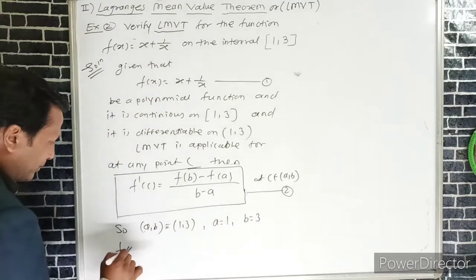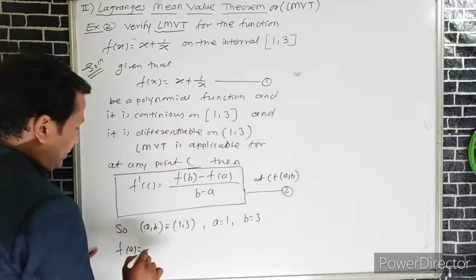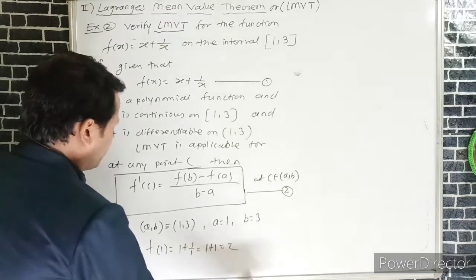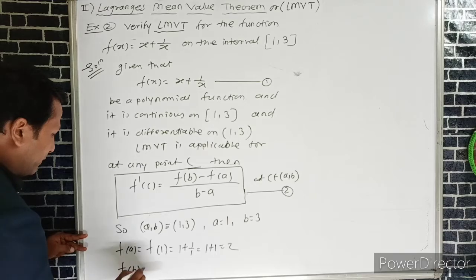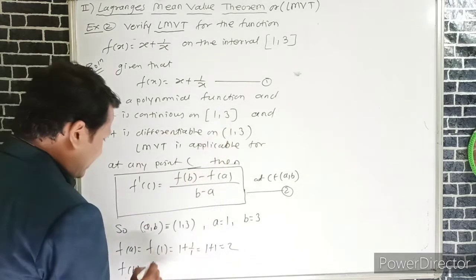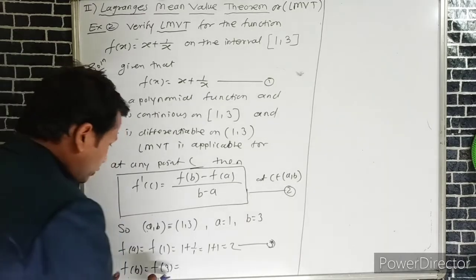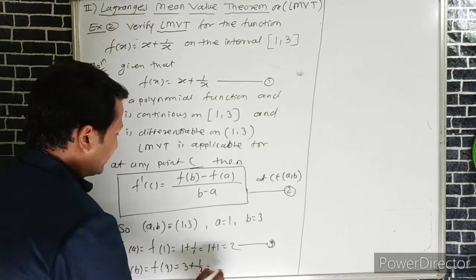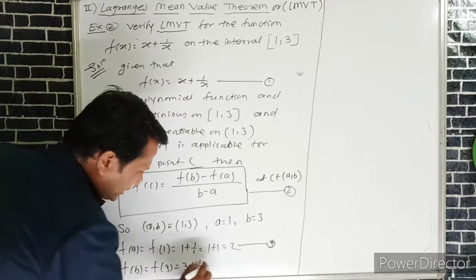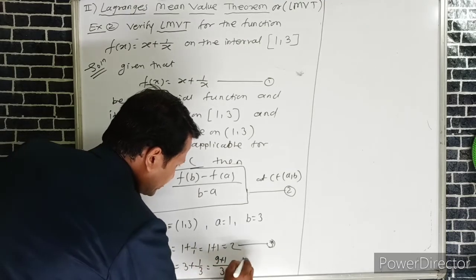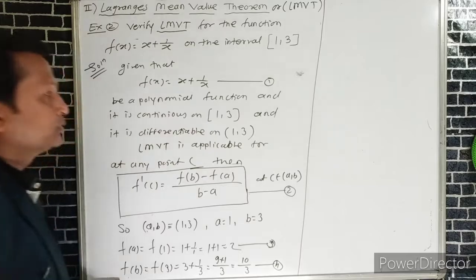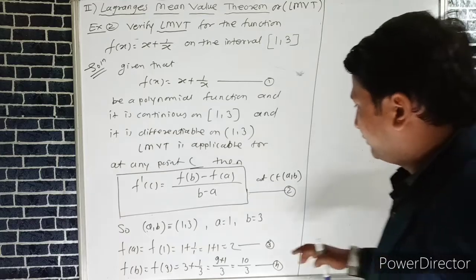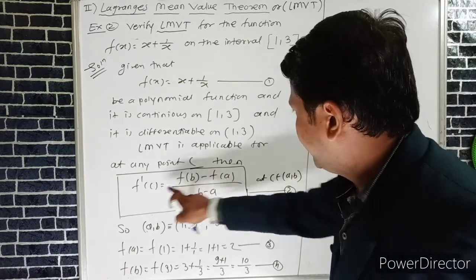From above we can write the value of f of a is equal to f of 1 is equal to 1 plus 1 by 1, which is 1 plus 1, which is 2. Again we have to find the value of f of b, which means f of 3. If we put the value of x as 3, we can write 3 plus 1 by 3. Taking the cross product, this is 3 times 3, 9, plus 1 upon 3, which is 10 by 3, equation number 4. So now we can find the value of f of b minus f of a, similar to f dash of c.